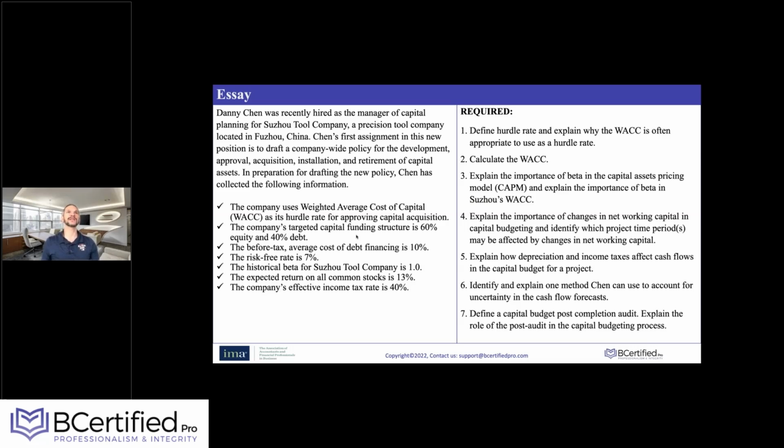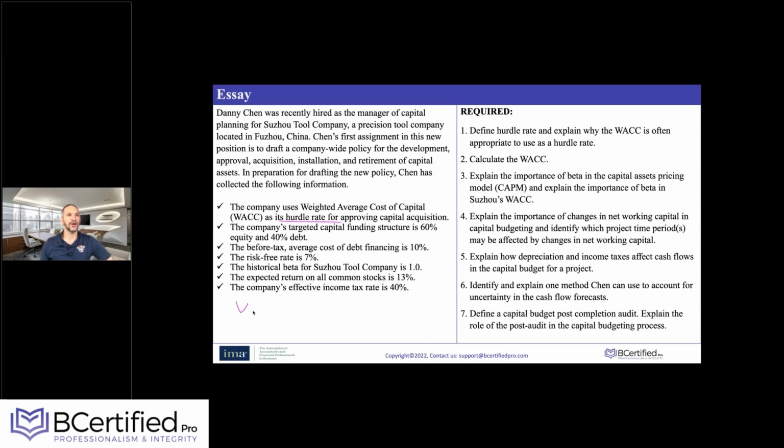Danny Chen was recently hired as the manager of capital planning for Suzhou Tool Company, a precision tool company located in Fuzhou, China. Chen's first assignment in this new position is to draft a company-wide policy for the development, approval, acquisition, installation, and retirement of capital assets. In preparation for drafting the new policy, Chen has collected the following information. The company uses weighted average cost of capital as the hurdle rate for approving capital acquisition. The company target capital funding structure is 60% equity, 40% debt.